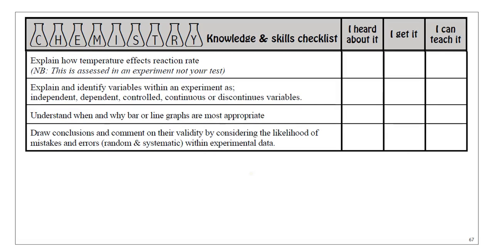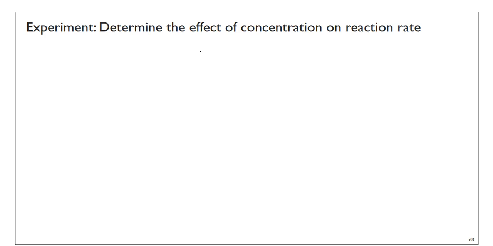Okay, so this is going to be the last revision video, and it is going to be on experimental design. I'm going to cover the last 4 dot points of the chemistry checklist, and I'm going to talk about these using an example of an experiment that you can design. Essentially, we're going to look at an experiment relating to reaction rate and collision theory and factors affecting reaction rate.